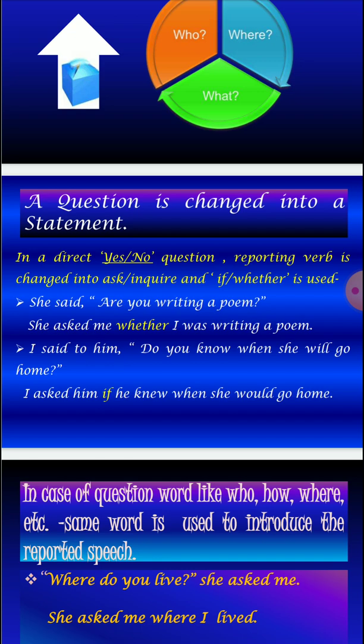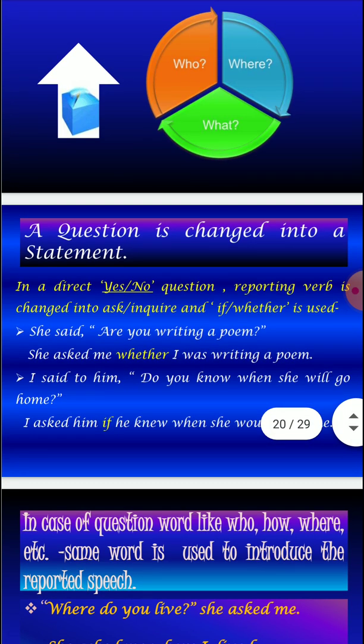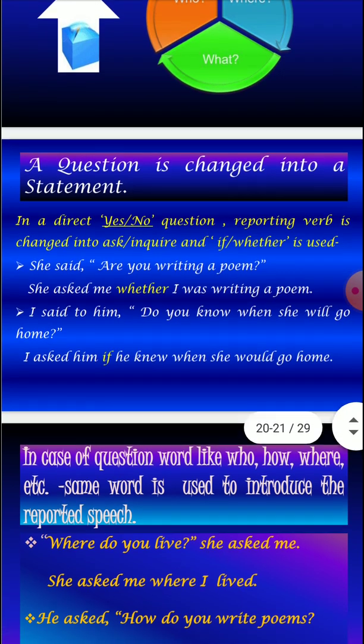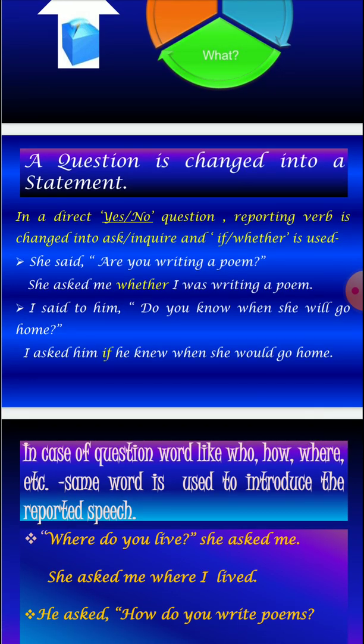For example, she said, "Are you writing a poem?" Are you writing a poem can simply have its answer in yes or no. Are you writing? Yes, I'm writing, or no, I'm not writing. So whenever such questions are asked which can have their answer in yes or no, what you have to do is introduce whether or if in your indirect statement. Another thing you have to keep in mind is that said will change here to asked. So it will be: She asked me whether I was writing a poem.